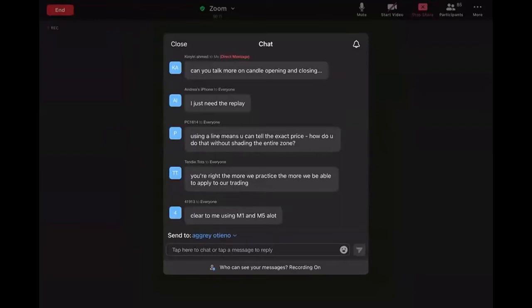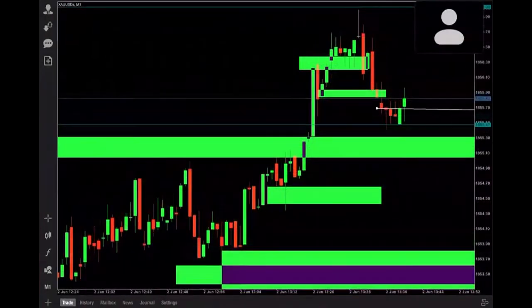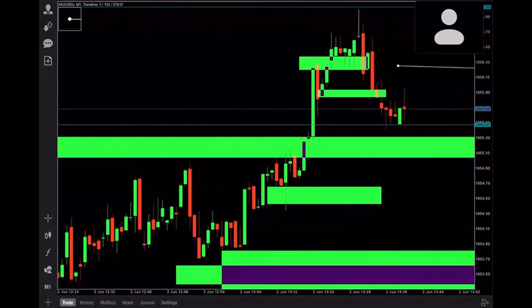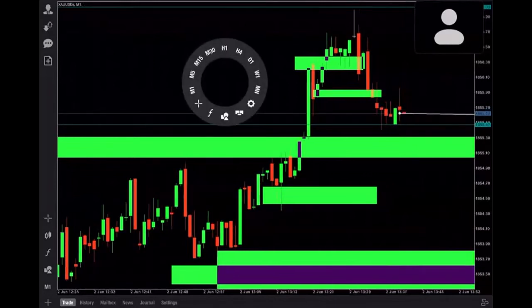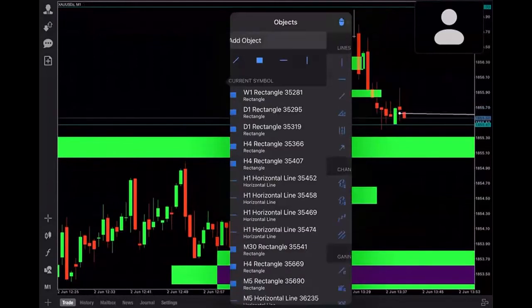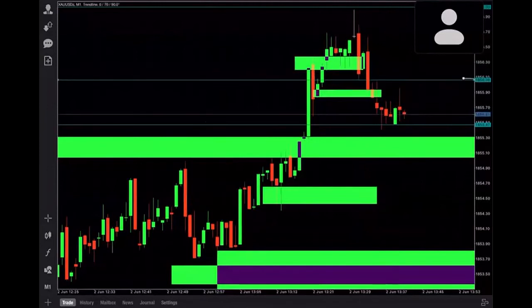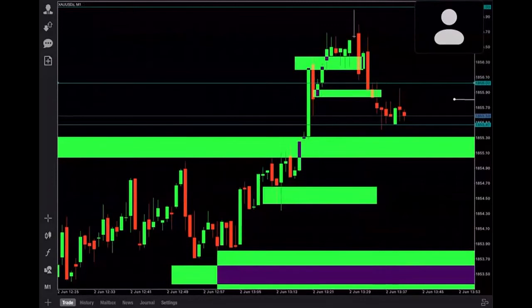Okay, you're right. The more we practice, the more we'll be able to apply it to trading. Using a line means you can tell the exact price. How do you do that without shading the entire zone? You want to label a line, you just need to see it did not break our zone here. See, rejected. So now this is a seller zone, but it needs to break this zone to come out of the seller zone, so it falls. So now it's deciding. To put a line, you press these shapes here, then you press add object, you put horizontal line. See? Then you can see the price at the right side here. How much is the price?